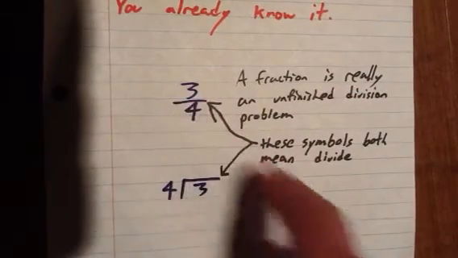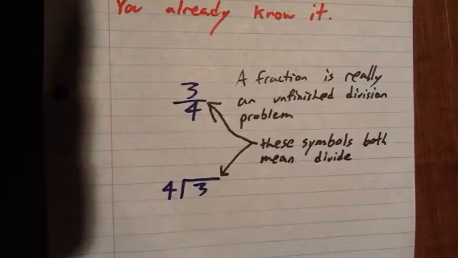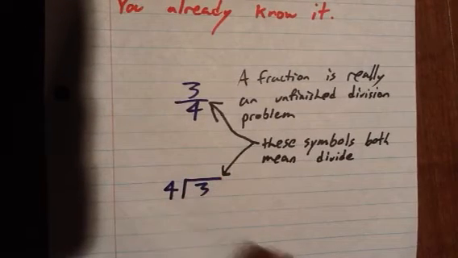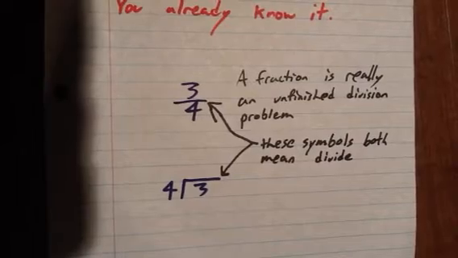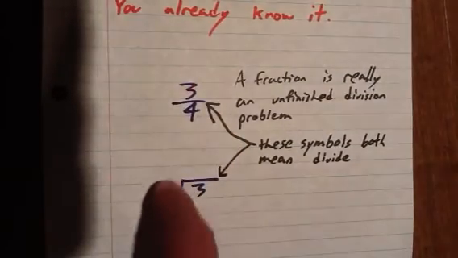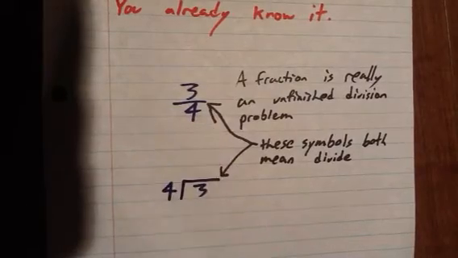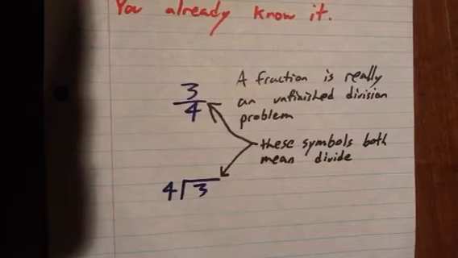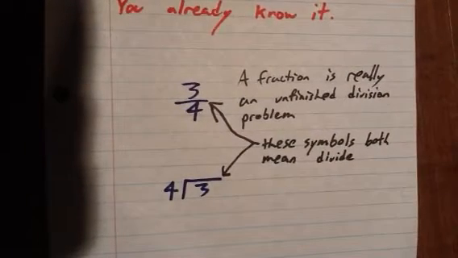This sign right here, the fraction bar that separates the numerator and denominator, is the exact same thing as the little box we make for division problems. Think of your dividend as your numerator and your divisor as your denominator. These symbols mean the same thing, because a fraction is really just an unfinished division problem.